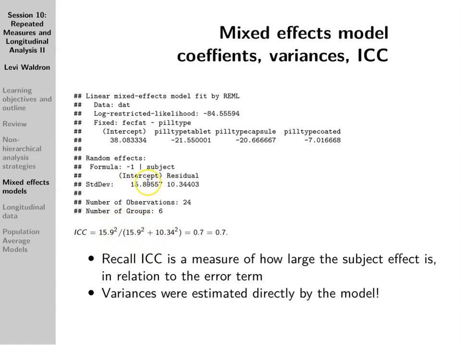It's just this 15.9 squared divided by 15.9 squared plus 10.34 squared. And that's our estimate of the ICC. So remember, this ICC is a measure of how large the subject effect is. It's pretty large here because our subject standard deviation is actually larger than the residual standard deviation. But with these being estimated directly by the model, this becomes a relatively easy thing to estimate.